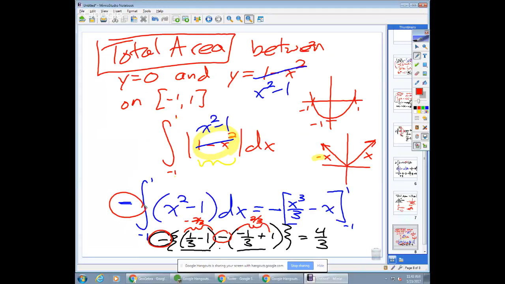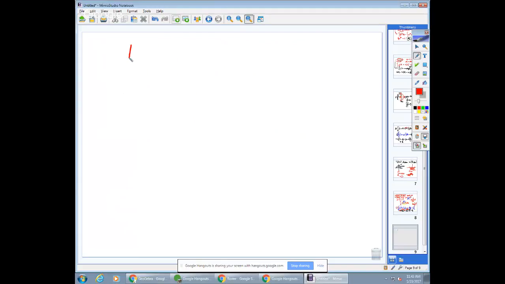So let's do it again, total area. Let's get the total area of the sine of x on the interval of one period. We could go from -pi to pi or 0 to 2 pi. Sounds like more fun.